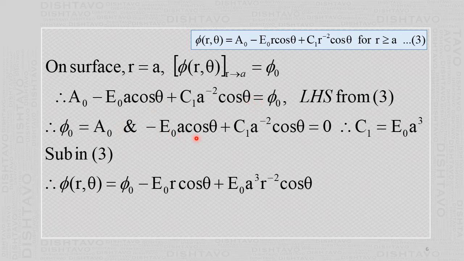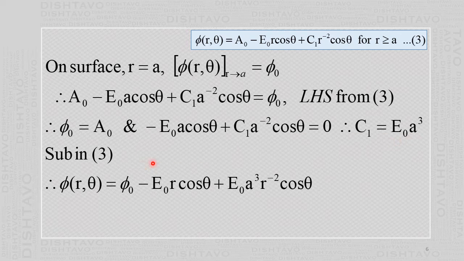So minus E naught A cos theta plus C1 A raised to minus 2 cos theta equals 0. When you simplify this, cos theta cancels, and what you get is C1 A raised to minus 2 equals plus E naught A, and therefore C1 equals E naught A raised to 3.